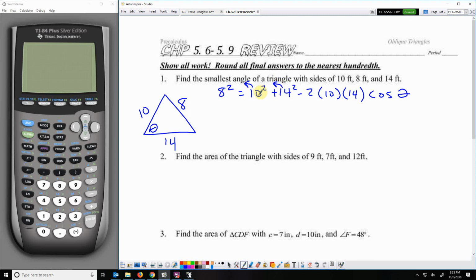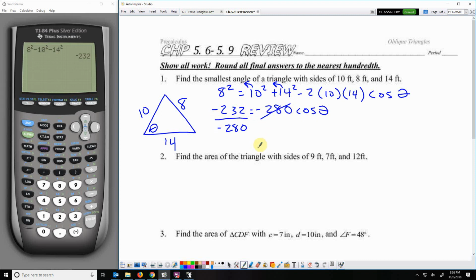So I've got 64 minus 100 minus 196. Okay, or I can just type it in like this: 8 squared minus 10 squared minus 14 squared. So that's negative 232. Okay, then negative 2 times 10 times 14. So 10 times 14 is 140, times negative 2 is negative 280. Okay, so I'm going to need to divide by negative 280.